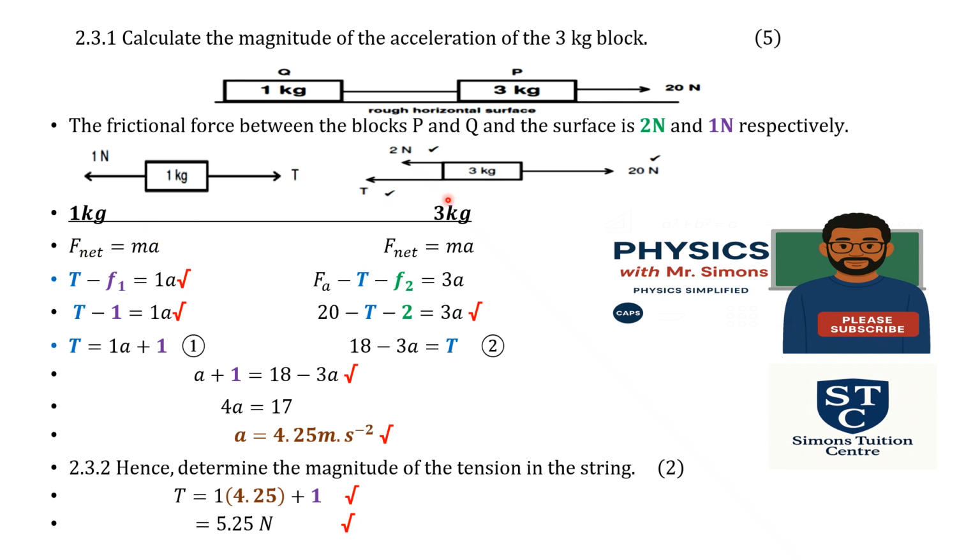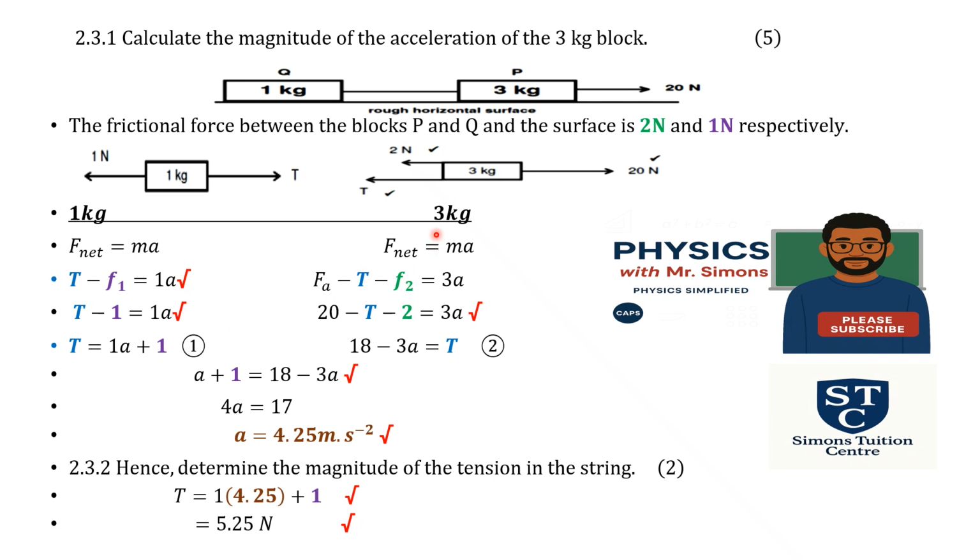For the 3 kg, same thing: my net forces equal mass times acceleration. For the 1 kg, my net force in the x direction is just tension and 1 newton. They are acting in opposite directions, so T minus F1 equals 1 times A. My mass is 1 kg, and F1 is 1 newton, so in place of F1 I put 1: T minus 1 equals 1A.